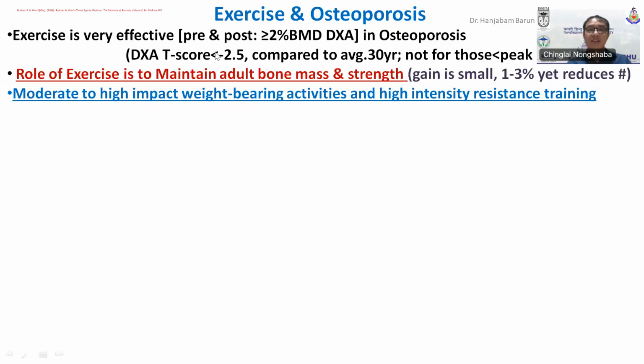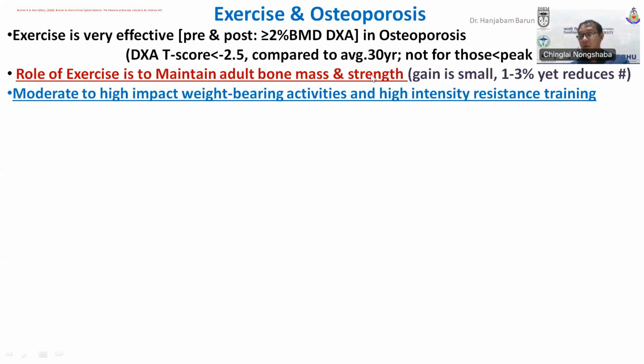For example, the T score is generally less than minus 2.5 standard deviation, and it is compared to the average of 30-year-olds. But this is not used for individuals who have not reached peak bone mass. In those younger individuals, we can use the Z score, where the comparison is done to the same healthy same age group. The role of exercise for the adult is always maintenance, that is, maintenance of the adult bone mass and strength.